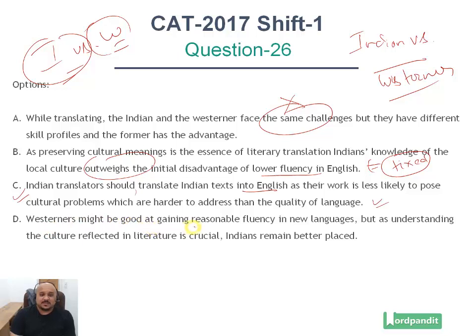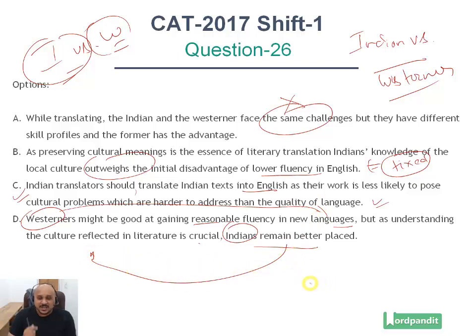Option number D, Westerners might be good at gaining reasonable fluency in new languages, but as understanding the culture reflected in literature is crucial, Indians remain better placed. This is not a generalization. What he has done is converted the debate between Westerners and Indians into whether Westerners are good at learning new languages while Indians remain better placed to understand culture. That is not the case here. Indians remain better placed to translate Indian texts. Why? Because they have an understanding of Indian context.